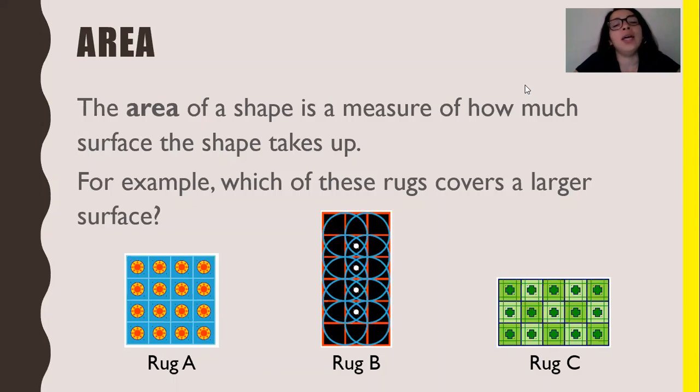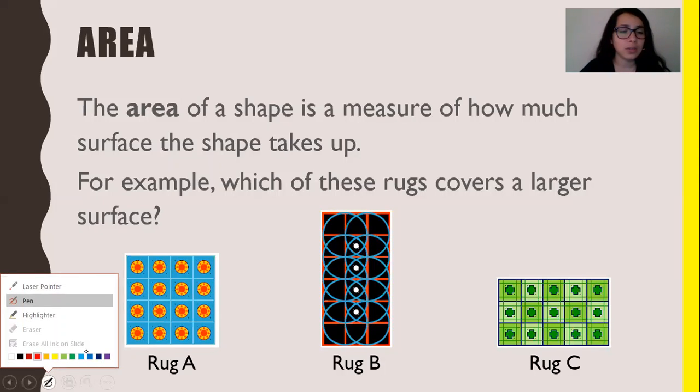When it comes to area, the area of a shape is a measure of how much surface a shape takes up. So for example, if we look at these rugs, which one covers a larger surface? So which one covers a larger area? One way we can do this is by counting the units inside the rug. Notice that they're all the same size, the little squares inside each rug. If I were to count each one, I know that this has 4 going this way and 4 going this way. So 4 plus 4 is 8, plus 4 is 12, plus another 4. I know that this has a total of 16 units.